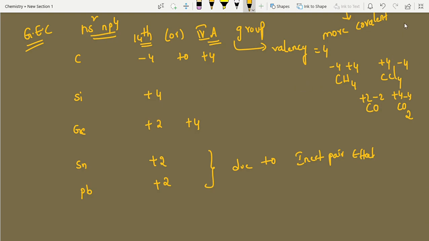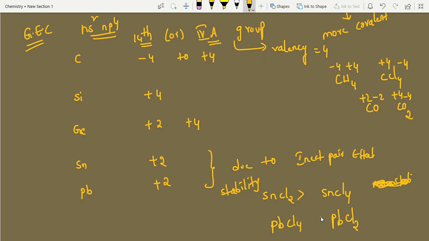Now, next one. Inert pair effect, we have already discussed. No? Here also the last questions. SnCl2, SnCl4, which is more stable? Definitely SnCl2 is more stable. You can write here stability. Clear? And PbCl4 and PbCl2, which is more stable? PbCl2 is more stable. Like that you can get the answers. Covalent and ionic character questions can also be expected.